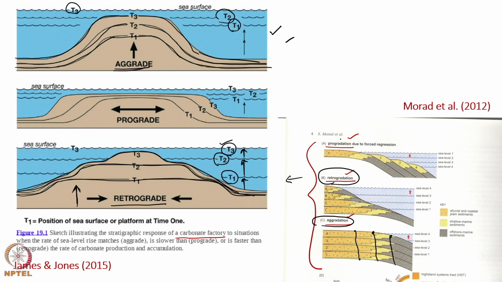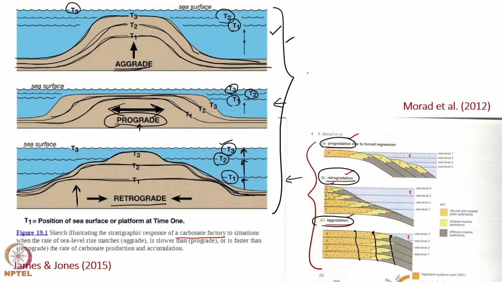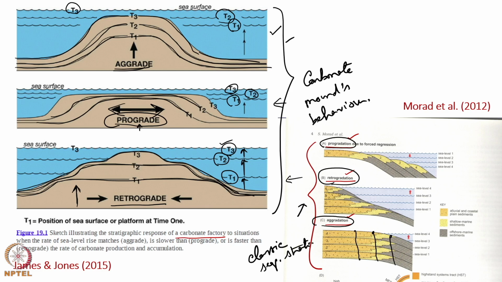Now, let us take the case of progradation in case of a carbonate mound. Again from T1 sea level it has gone up to T2 and T3. This time the growth of the mound is not much upward. Yes, it has gone up no doubt from T1 to T2, but clearly there is more of spread. This is the case of progradational situation. So, in this side was the carbonate mound. These are the classic sequence stratigraphy case.